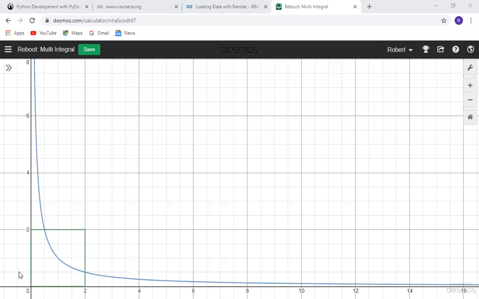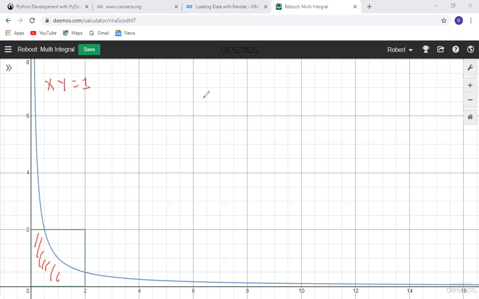The green square is the square 0, 2 cross 0, 2. And then the blue curve is the curve xy is equal to 1. Okay, and we want to know the integral that is inside this square and below xy equals 1. So it's this region right here.